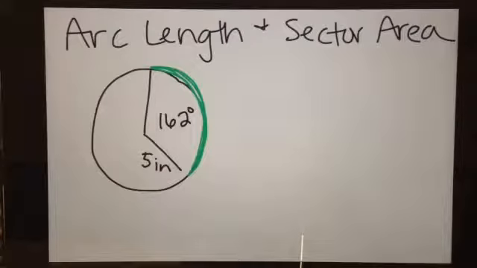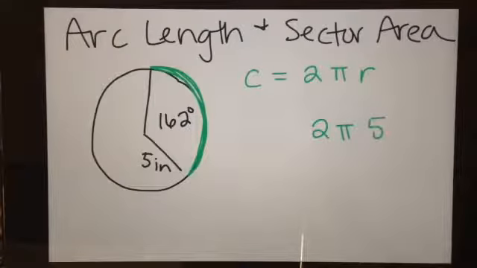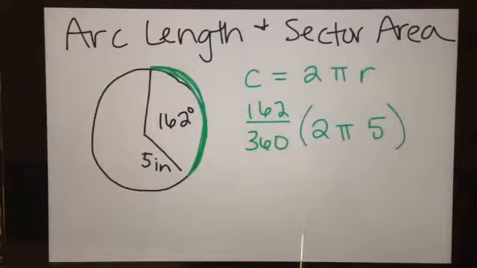So the circumference of a circle is 2 times pi times r. So if I wanted to know what the circumference of this whole circle was, I would do 2 times pi times 5. But I don't want the whole circle, I just want 162 degrees out of the entire circle, which is 360. So I'm going to say the percentage of this that I want is 162 out of 360.